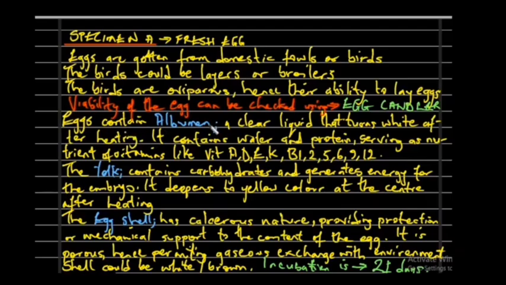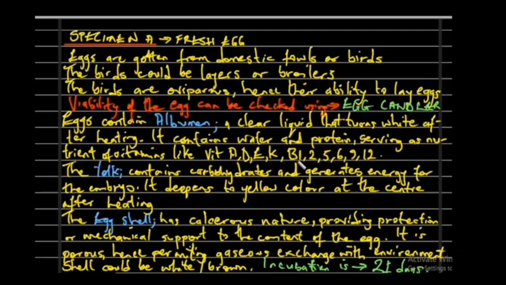Eggs contain albumin. Albumin is a clear liquid that is found inside the egg. When you look at the components of the egg or the constituents of the egg, you find the clear liquid there that actually turns white when heat is being applied to it. This particular part of the egg, which is the albumin, contains water and protein. You can see it contains water and protein, and they serve as numerous nutrients of vitamins like vitamin A, vitamin D, vitamin E, vitamin K, all of these which are the fat soluble vitamin.